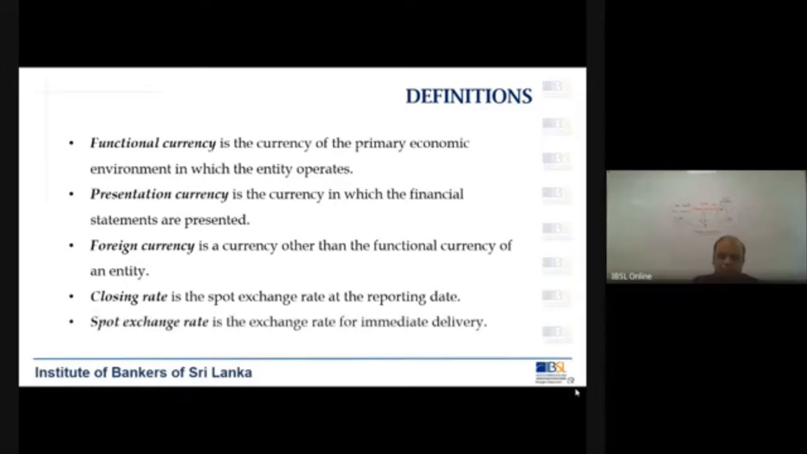Then the spot exchange rate is the exchange rate for immediate delivery. If you are selling currency or buying currency, what is the rate that you will use? That is called the spot exchange rate. So the spot exchange rate is the rate applicable today. When you go tomorrow, there will again be a spot exchange rate applicable for tomorrow. Likewise, the rates will vary.